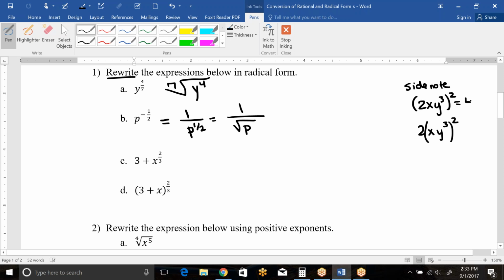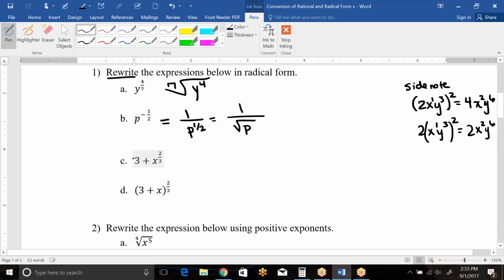So this would be 2 squared, which is 4. This is an x to the 1, so we use our power rule to multiply those. So that'd be x to the 2nd. And this is 3 times 2, so that's y to the 6th. Whereas here, notice the parentheses does not include the 2, so this would still be a 2, and the square is going to apply to just these two bases, so that's x squared y to the 6th.